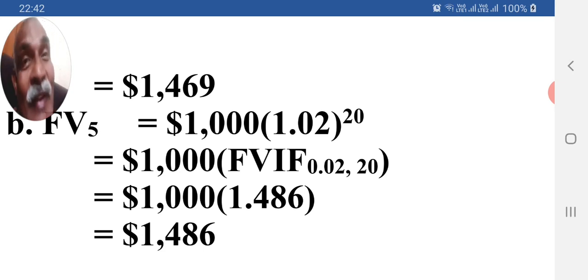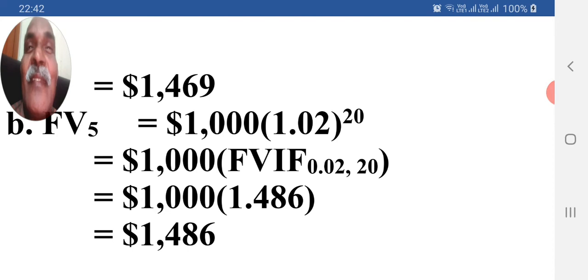from 1469 to 1486. It means which one is better? Compounded annually or compounded semi-annually? Semi-annually is better. Compounded semi-annually or compounded quarterly? Quarterly is better. Compounded quarterly or monthly? Monthly is better. Monthly or daily? Much better. It means the more frequently you get the interest, the higher return you will get from the bank.